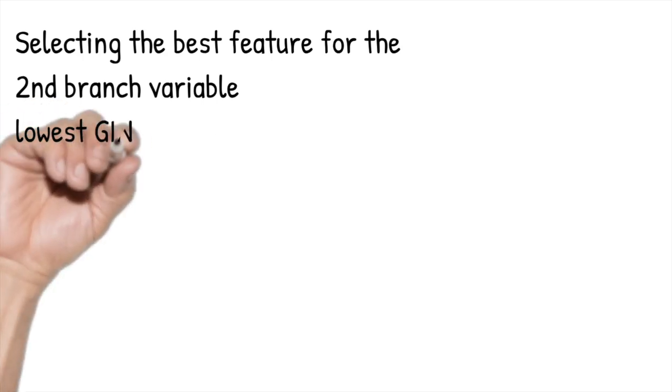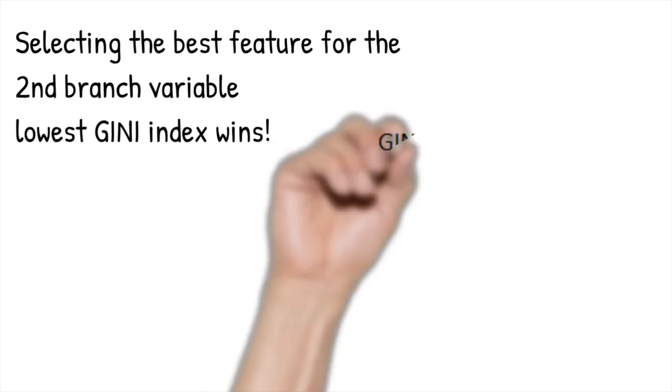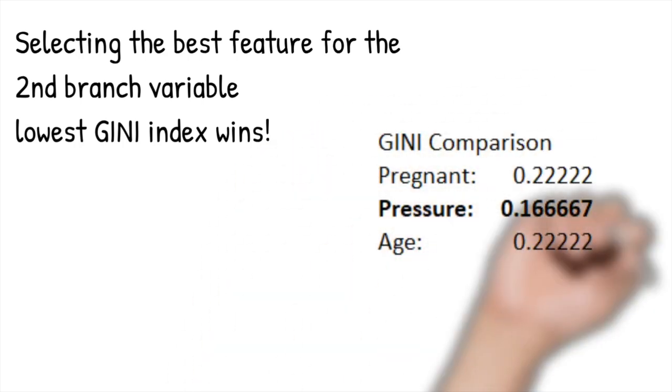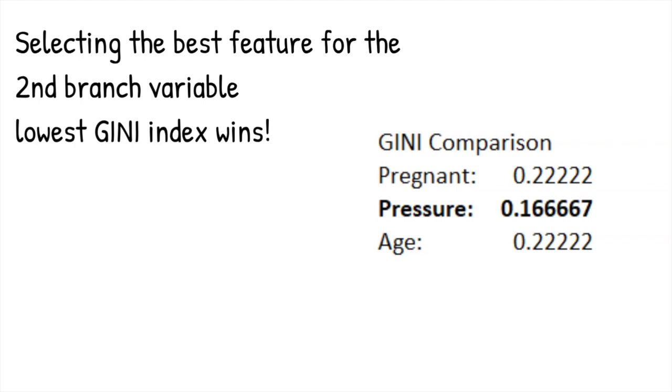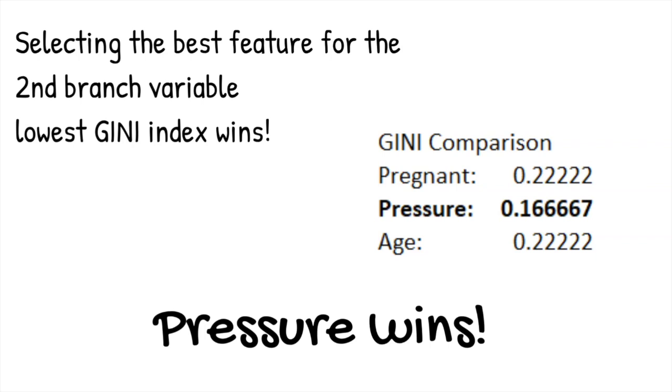What we can do now is select the best feature for the second branch in our flipped tree. And again, the lowest Gini index will win. So the comparison is as follows. For pregnant, the Gini index is 0.2222. For pressure, it's 0.1666. And for age, it's 0.2222, which means that pressure wins. It had the lowest Gini index.